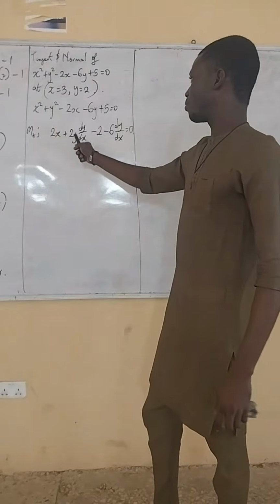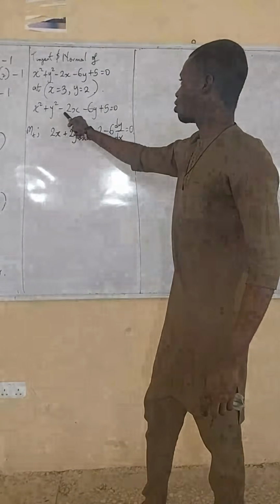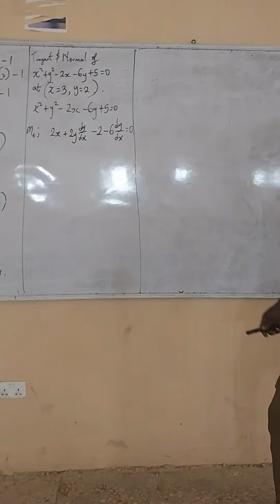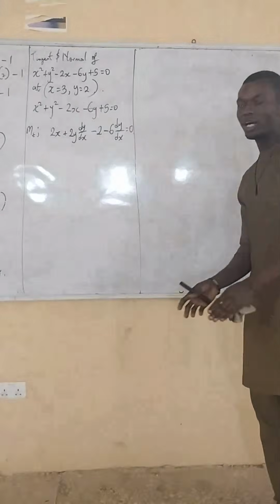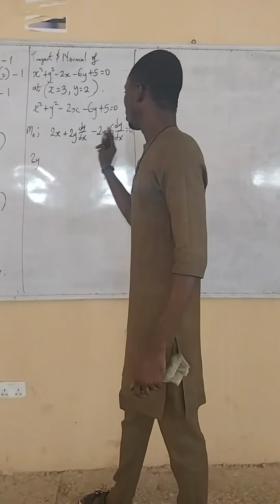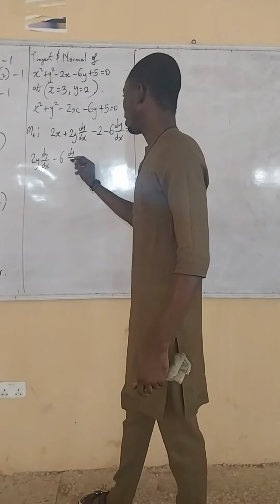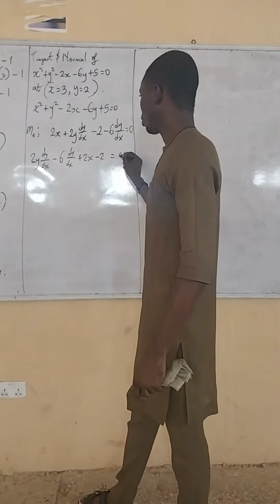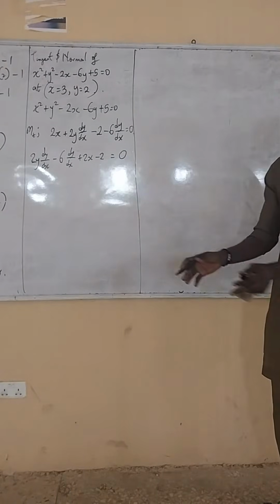Now we have 2x plus, so we find the derivative of this, we have 2x. This gives us 2y dy/dx. This gives us minus 2, minus 6 dy/dx, constant, equal to 0. Now what next? We take the dy/dx terms together, and the other ones together. So that means we have 2y dy/dx minus 6 dy/dx plus 2x minus 2 equals 0. The ones having dy/dx together, the ones without dy/dx together.